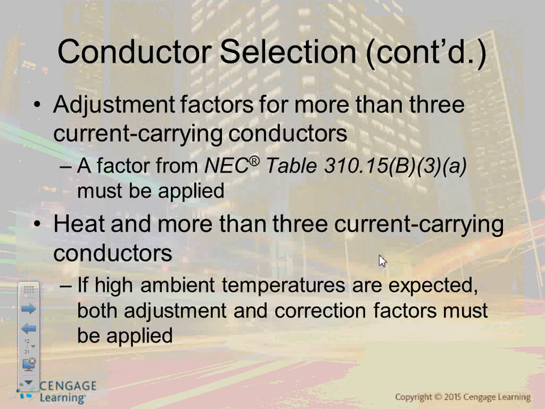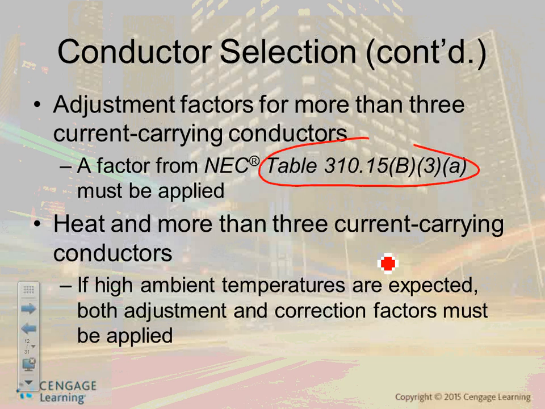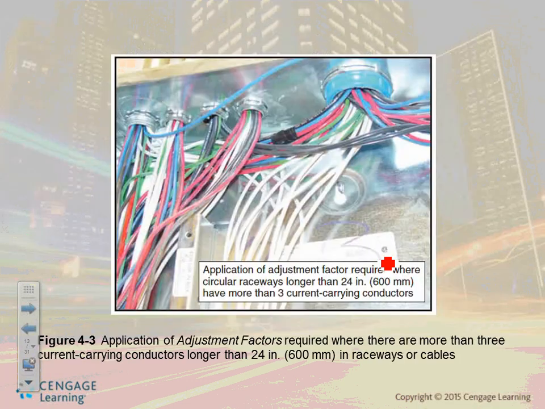Everybody knows how to use this table, guys. 310.15(B)(3)(A) must be applied. And the adjustment factor for more than 3 current-carrying conductors, guys, we talked about this one, how you can use this to find the derating factor, right? If the ambient temperature is different, you also have to use the adder.